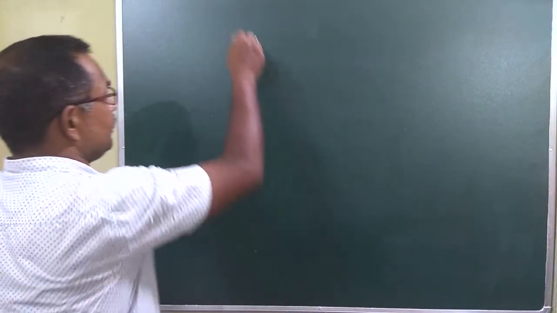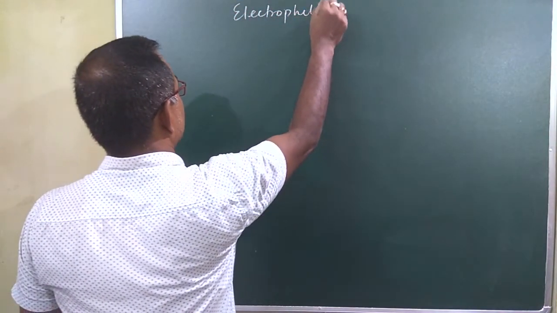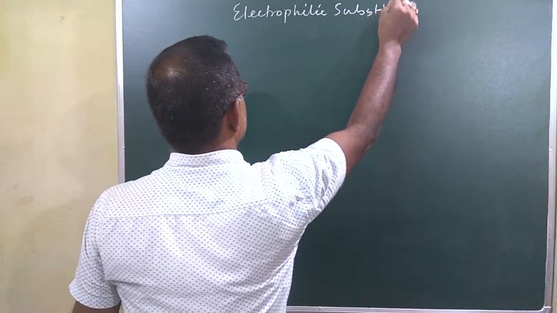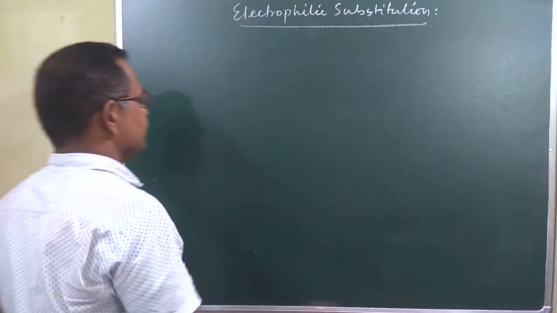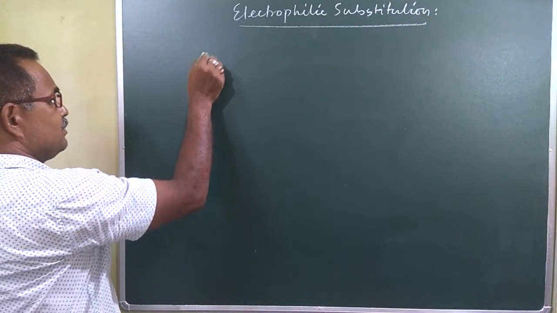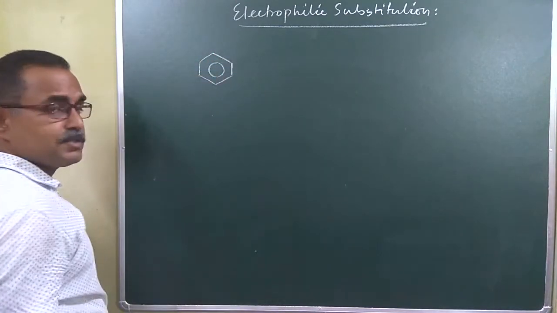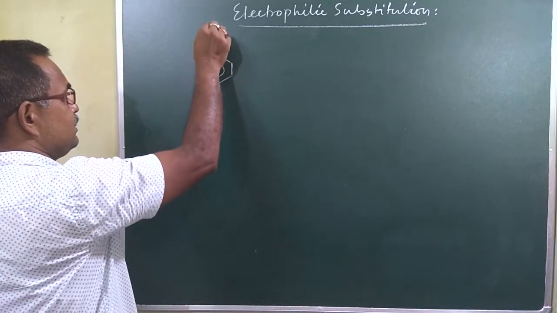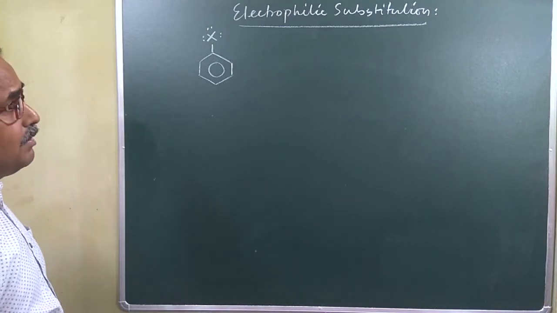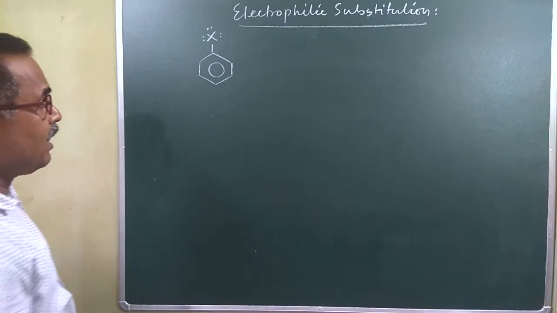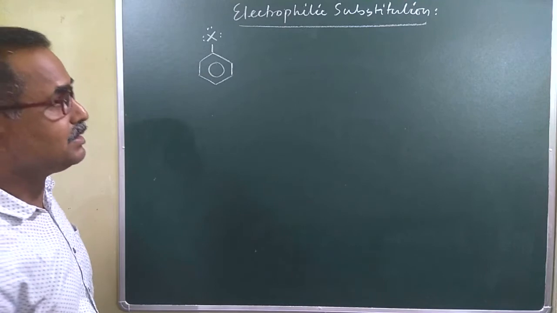Now come to the second type, electrophilic substitution. Okay, electrophilic substitution. See, this is benzene. Suppose there is a halogen here. Okay, this is halobenzene. Aryl halides are less reactive compared to unsubstituted benzene towards electrophilic substitution.